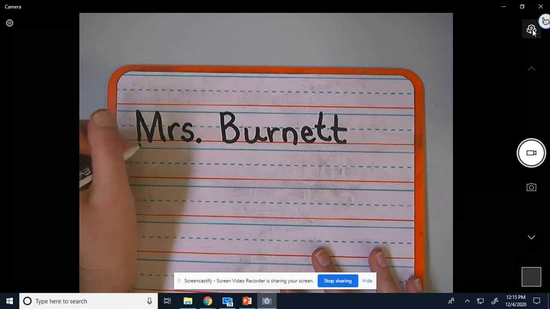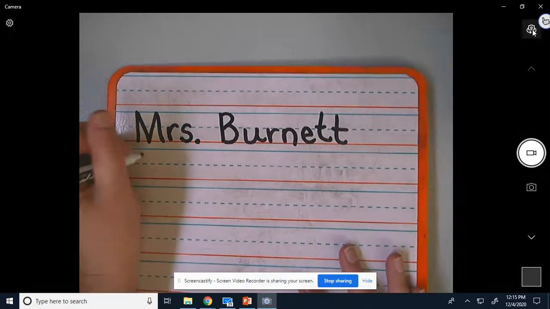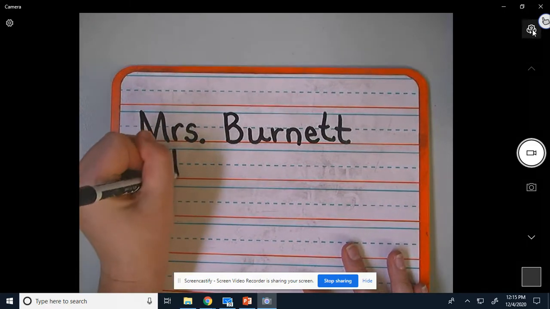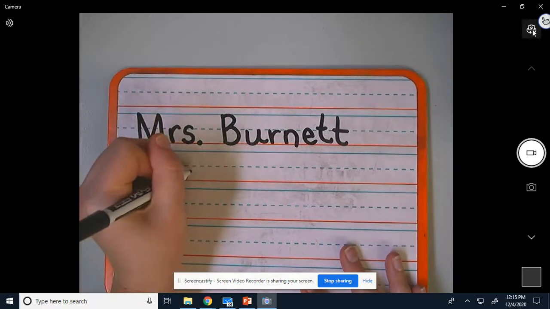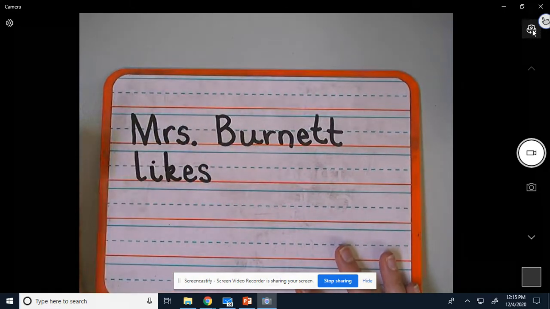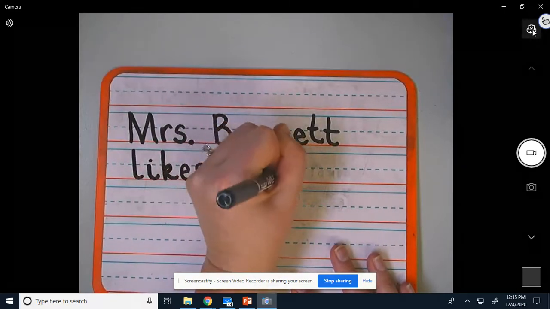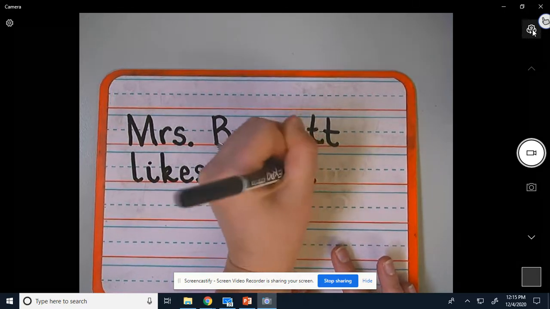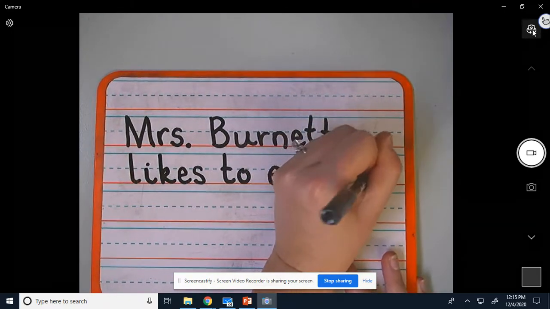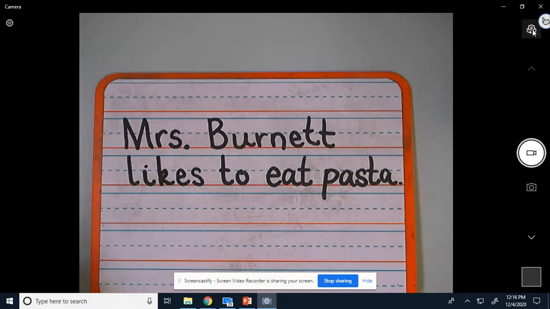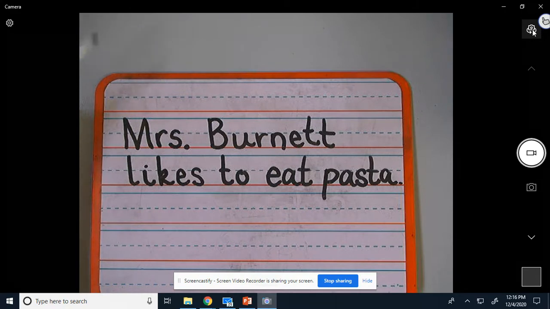Mrs. Burnett likes, and we know how to spell likes because we know that the E makes the I say I. So we'll sound it out. L-I, and then the I says I, so we have to have an E and S. Mrs. Burnett likes to eat pasta. Because of my prior knowledge, I know how to spell pasta, so I will go ahead and spell that. That's a word you could add to your word wall too. Mrs. Burnett likes to eat pasta. Do you see how every single letter, except for my name and the first letter, is lowercase?